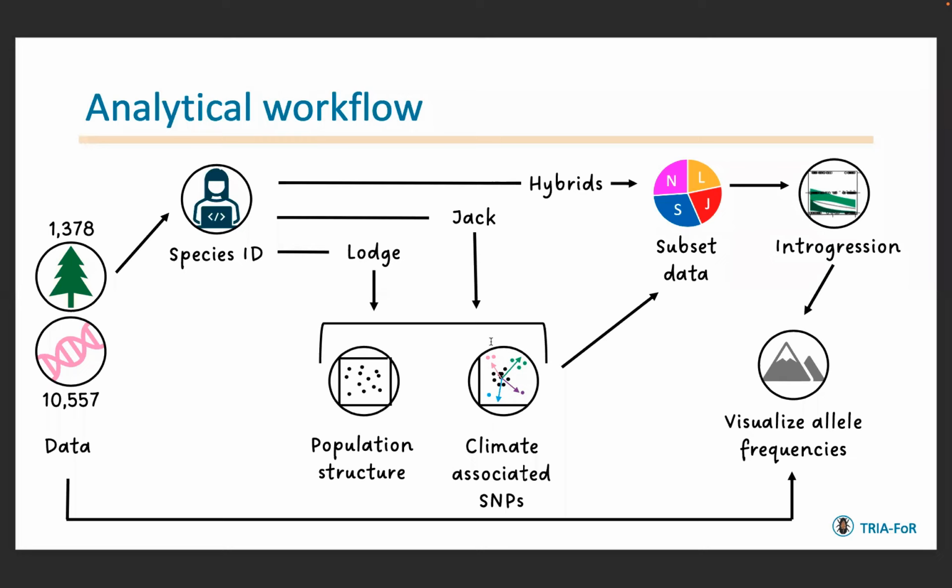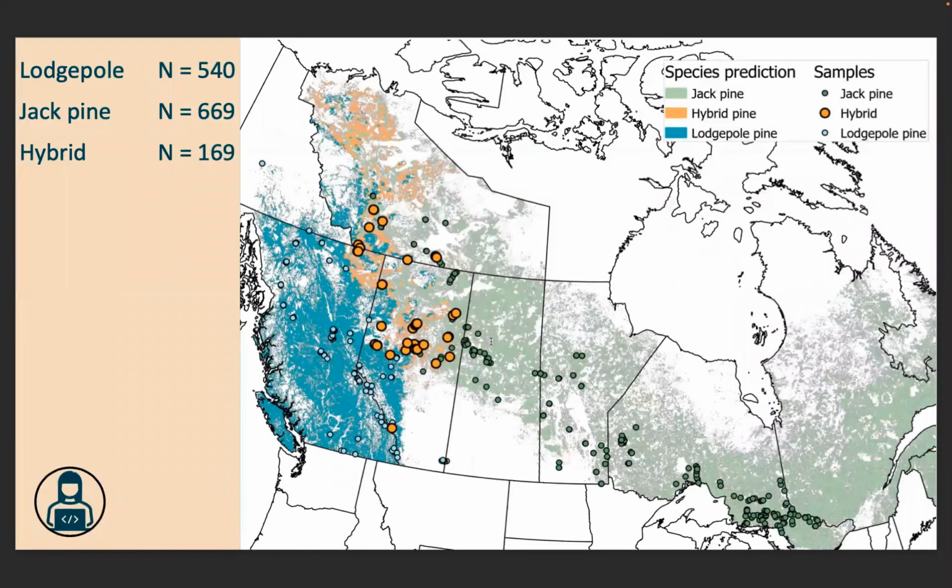We did the same thing for jack pine, and then we subset our data into different hybrid zones and the parental classes only for the loci that had climate-associated SNPs. And then we examined these climate-associated SNPs using introgress and looking at the differential patterns of introgression between lodgepole and jack pine in these hybrid zones. And then following that, we looked at the allele frequencies of these interesting loci across the entire landscape. So we used the full data set to make pretty pictures, because pretty pictures really do tell a story.